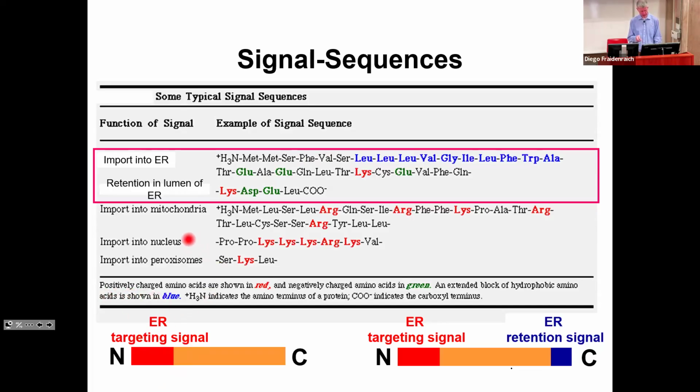There is another signal which prevents the protein from going, for example, from the ER to some other organelles. It will go back to the endoplasmic reticulum. It's called the ER retention signal, and it's found at the C-terminal, at the end of the protein. It's called this KDEL peptide.